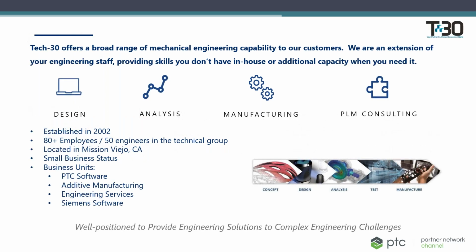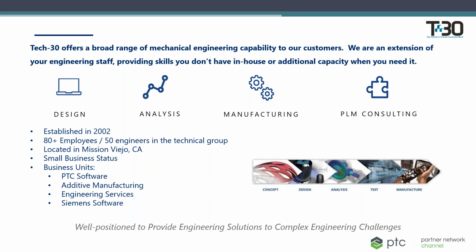So the company was established in 2002. We currently have over 80 employees with more than 50 engineers in our offices. Our headquarters is located in Mission Viejo, California, but we're distributed around the US, meeting the needs of our customers. I'm located in the Boston, Massachusetts area. Tech30 also has small business status and 4 business units. First is the PTC software, which we're going to be talking about today. We also represent a number of 3D printing and additive manufacturing companies. We provide engineering services, and we also have a Siemens software arm.